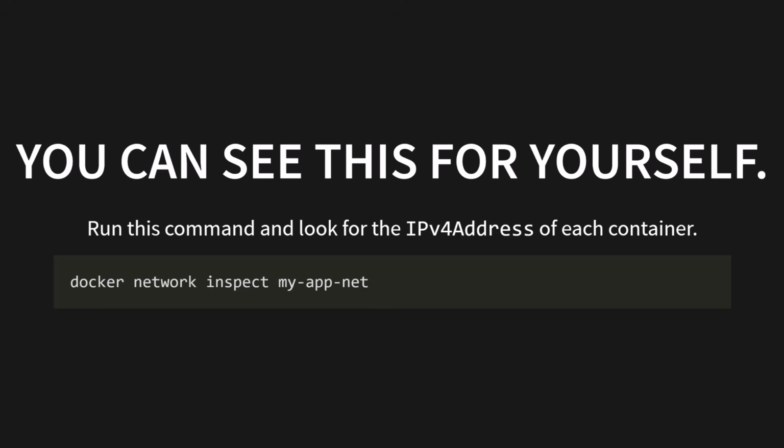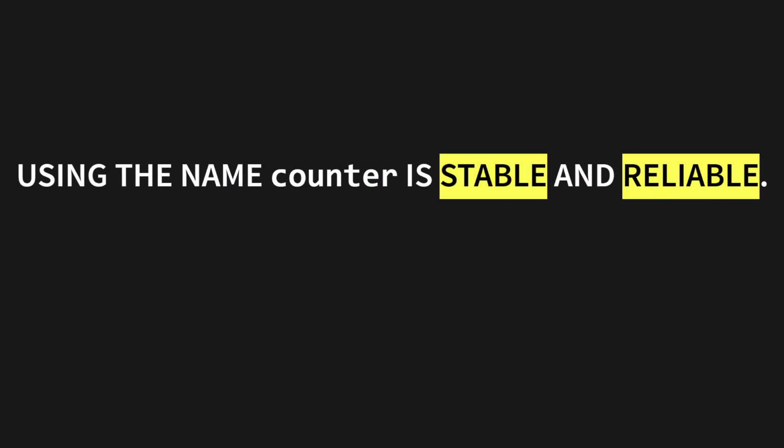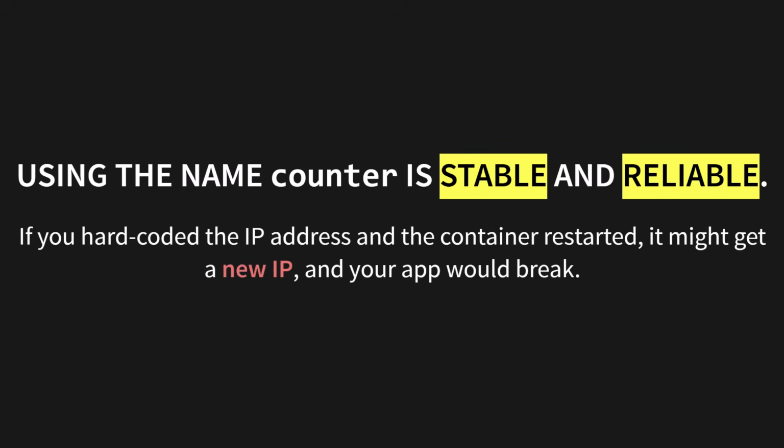You can actually see this for yourself. If you run the command docker network inspect my-app-net, you'll see a JSON output showing both containers and their IPv4 address. But using the name counter is stable and reliable. If you hard-coded that IP address and the container restarted for some reason, it might get a new IP, and your app would break instantly. The name is the contract.